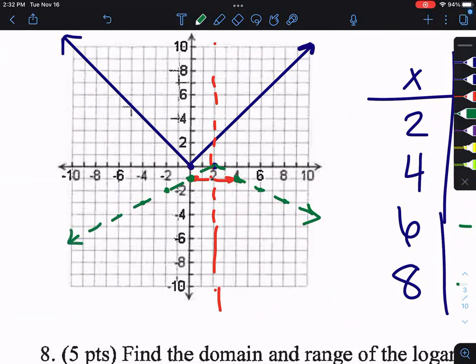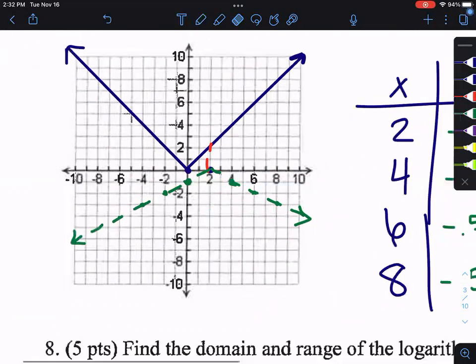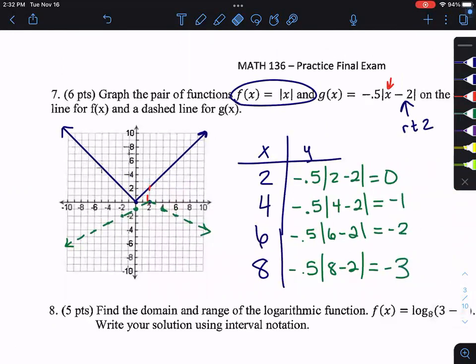Again, this question will be multiple choice on your final. So you'll just have to find the correct graph. Again, I highly suggest that you take the time to make your table in order to check your points.